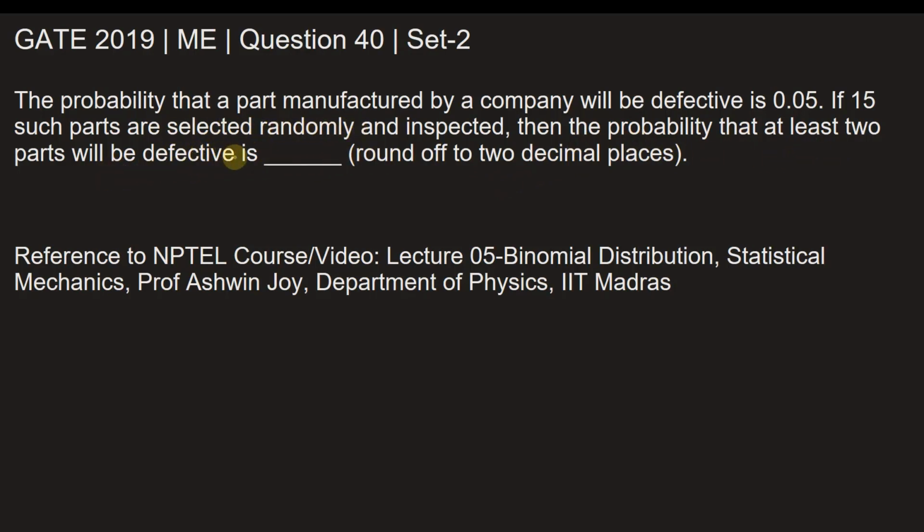Here in this problem, there are only 2 possible outcomes. Out of the randomly selected parts, that is 15 independent events, either the part can be defective, or the part may not be defective. So there are only 2 possibilities here, and so we are going to use the binomial probability distribution.